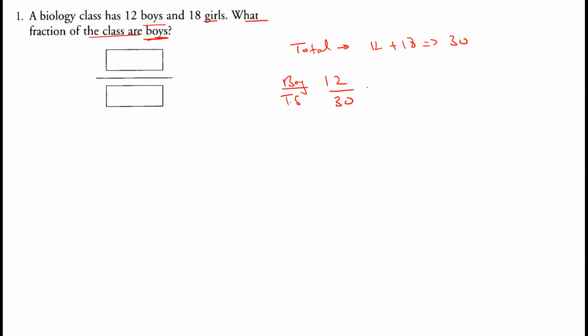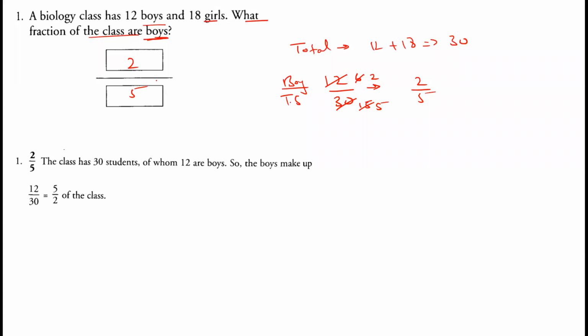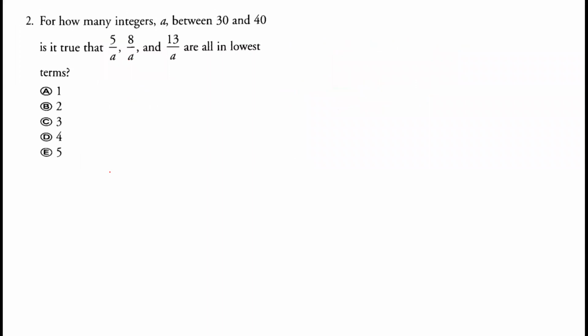Now we need to simplify this. So 12 divided by 2 is 6, and 30 divided by 2 is 15. 3 twos are 6 and 3 fives are 15. So we get a fraction of 2 by 5. It's not 5 by 2, it's 2 by 5.